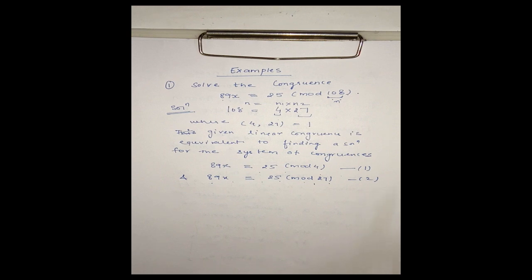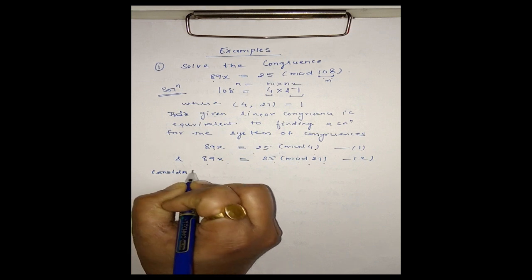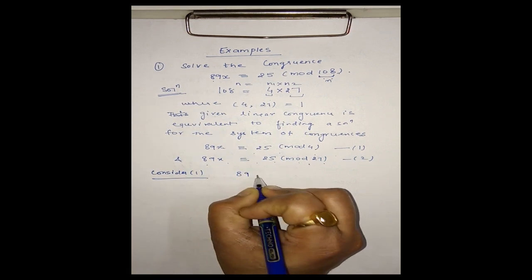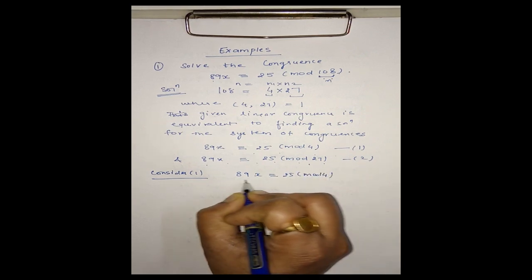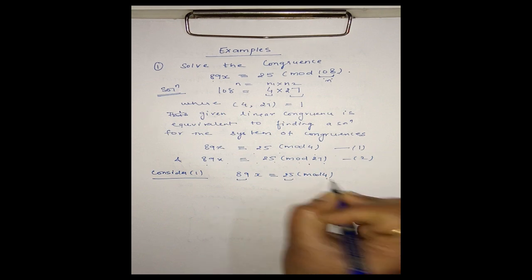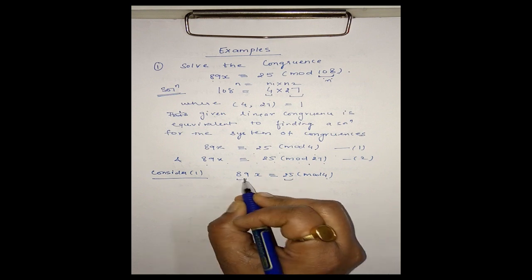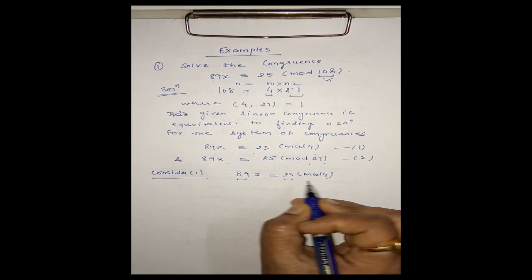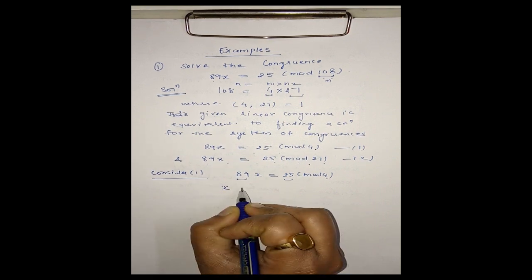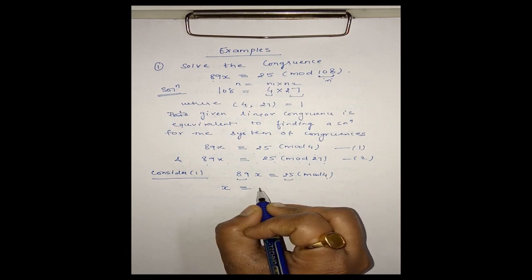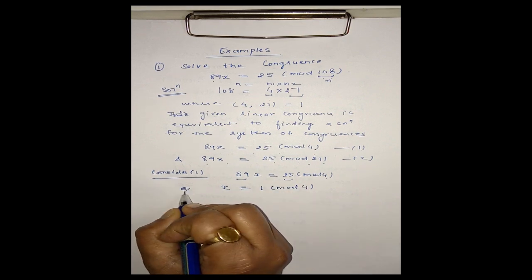Now we consider the first congruence. First we will solve 1: 89x is congruent to 25 modulo 4. Now 89 and 25 are both more than 4. Now divide 89 by 4 and write the remainder here. When 89 is divided by 4, 4 into 22 is 88, therefore the remainder will be 1, so we get x here. Same way, 4 sixes are 24, the remainder will be 1 here, modulo 4. This can be written like this.